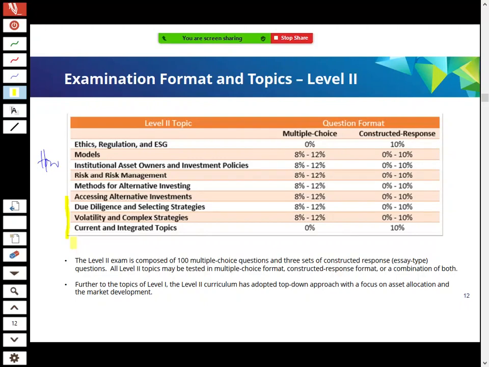And then there will be some other current and integrated topics, which might not be part of the curriculum elsewhere in Level 1 or Level 2, but these are quite controversial, and CAIA members are expected to have certain knowledge of those areas. For example, fintech and cryptocurrencies. That kind of topic is what we call current and integrated topics that you might come across in Level 2.